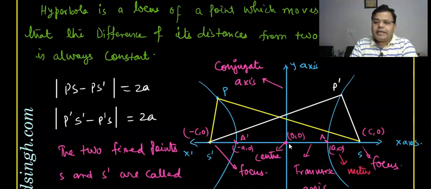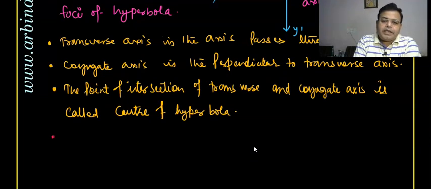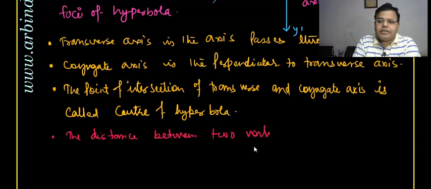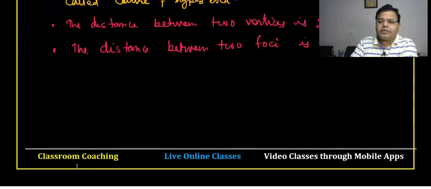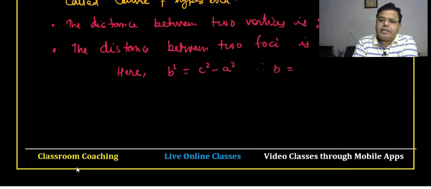Since this is the origin and this distance is a and this distance is a, the distance between the two vertices is 2a, and similarly the distance between the two foci is 2c. Remember here b is defined as b square is equal to c square minus a square, and therefore b is equal to under root c square minus a square.